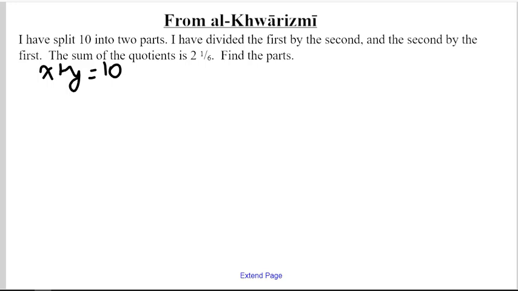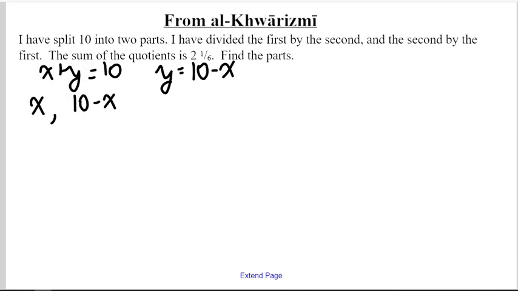So instead, think about if I know that the first value is x, well, what does the second value have to be if they have to add up to 10? I know that the y value would have to equal 10 minus whatever the x value is. So I can really look at this as being x and 10 minus x.